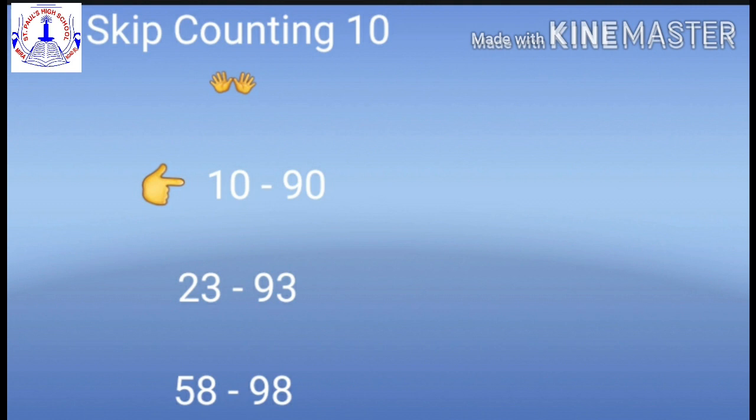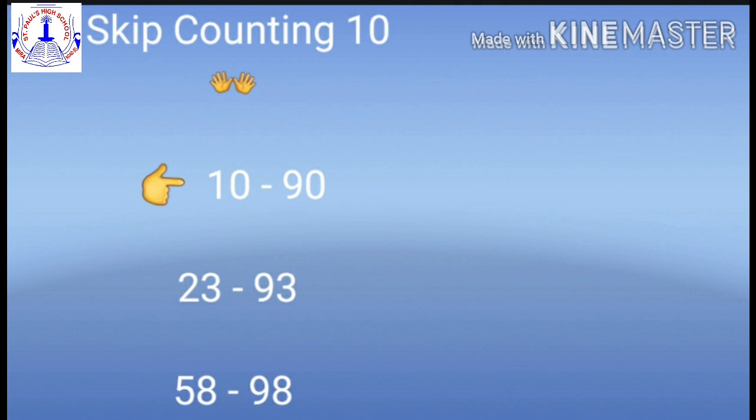Then come down, children. 2 3 23, small dash, 9 3 93. Again here you have to write all the numbers using skip counting 10 coming between 23 to 93. How you will write, children? 23 is the first number, 33, 43, 53, 63, like this way. Now come down, next slide.